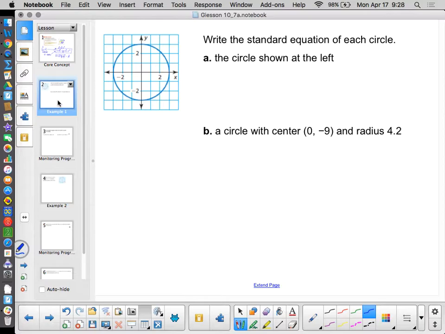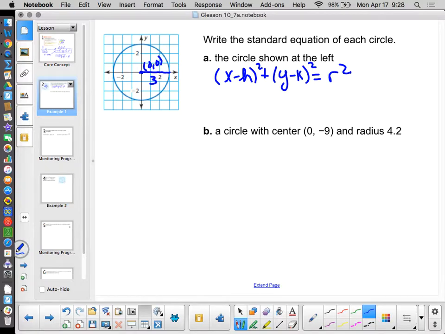So let's take a look at this. Let's write the standard equation of the circle. The circle is shown on the left here. The center of the circle is very clearly at (0, 0), which is very nice for us. The radius of the circle, we can tell by the graph, is 3. So with the center at (0, 0) and a radius of 3, we can write the equation of the circle very simply using our formula. It's (x minus h) squared plus (y minus k) squared equals r squared.